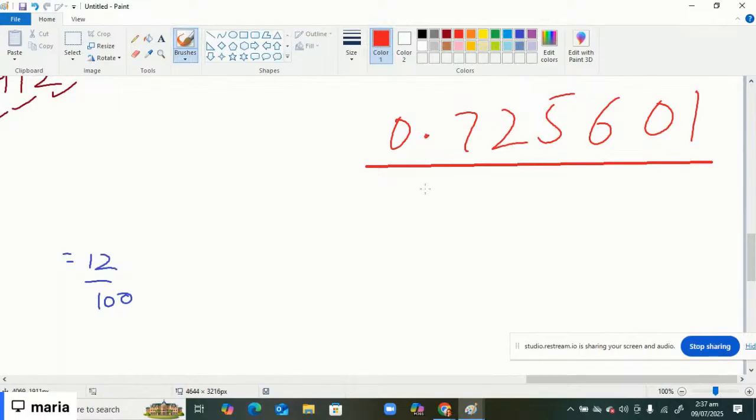In place of the point, I'm going to put 1. Then 1, 2, 3, 4, 5, 6 zeros. 1, 2, 3, 4, 5, and 6. My answer is the same. Check it out with your answer.